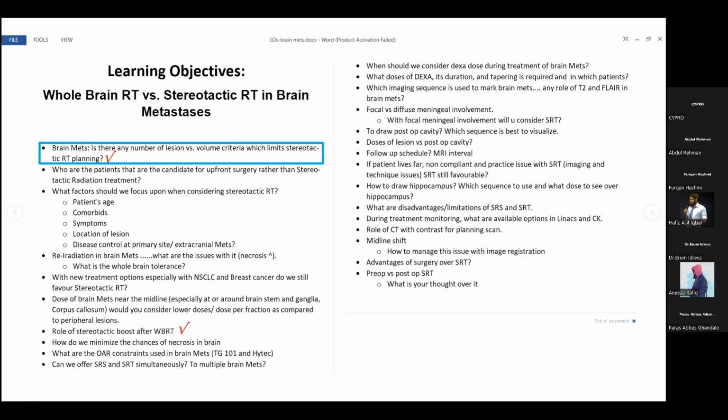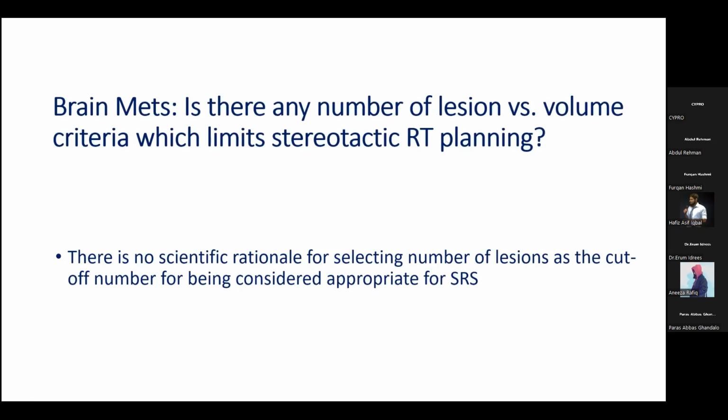The second objective, and this is the question I am asked most frequently: is there any number criteria? How many lesions can be treated? How many lesions are safe to be offered radiosurgery? There is no scientific rationale for selecting a number of lesions as the cutoff for being considered appropriate for SRS, and I will explain why.